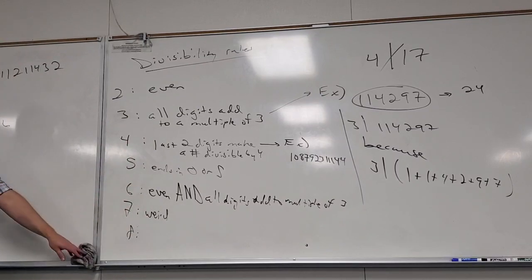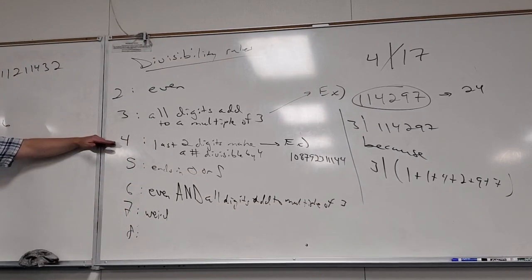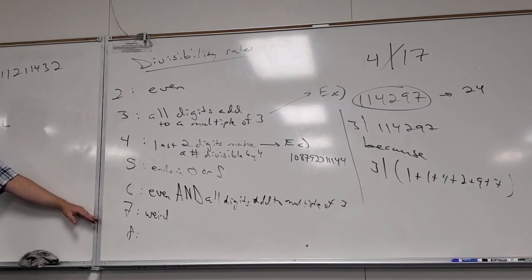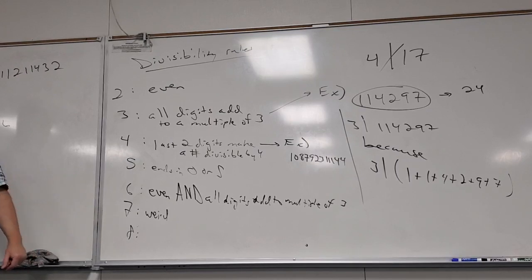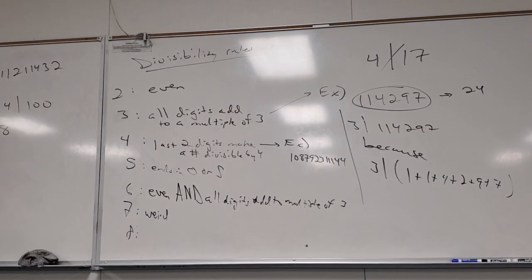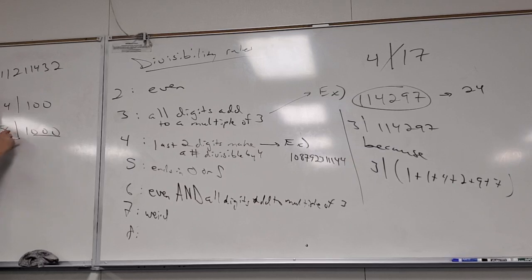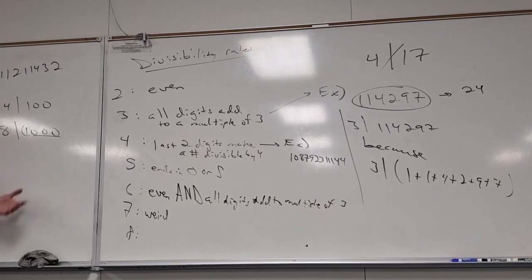8. Now here's something funky. For 4, the last 2 digits had to be divisible by 4. For 8, the last 3 digits have to be divisible, and the reason is that 4 goes into 100. Yes. 4 divides 100. 8 does not divide 100, right? But 8 divides 1,000. Therefore, as long as the last 3 digits are divisible by 8, it doesn't matter what's before it. So that rule kind of sucks, because I can't just look at a 3-digit number and tell if it's divisible by 8 automatically, right?